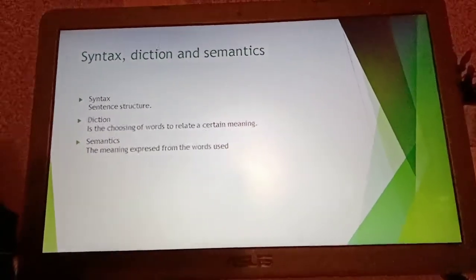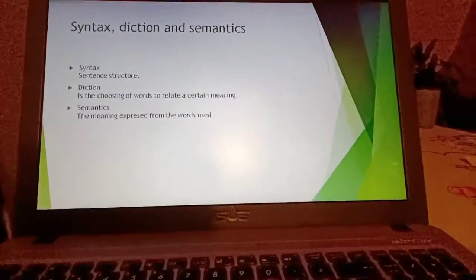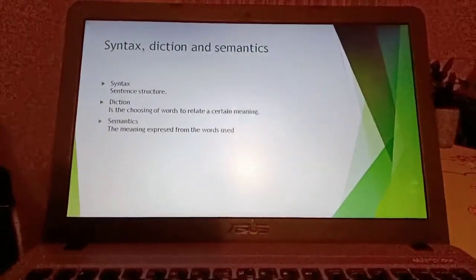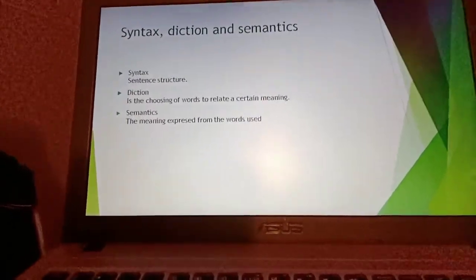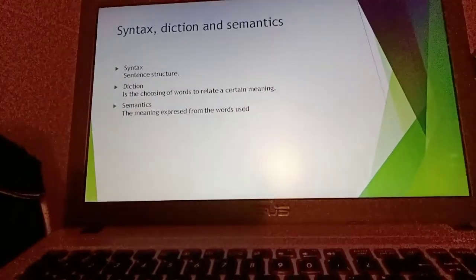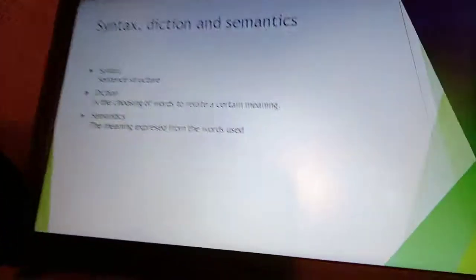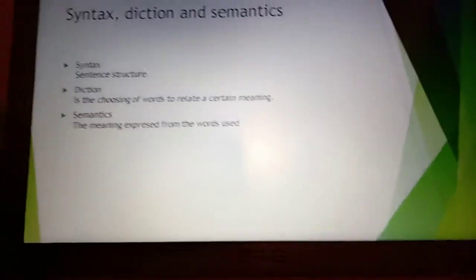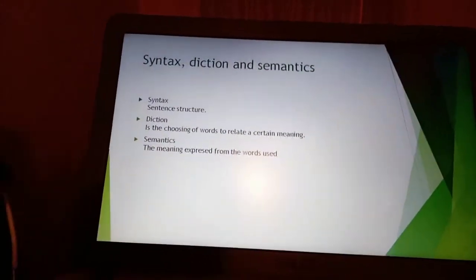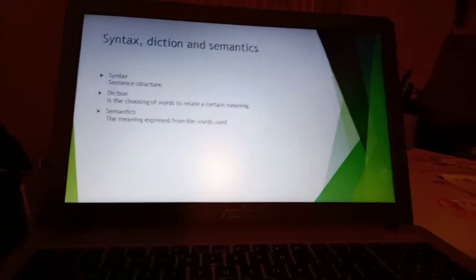Here I have written information about diction and semantics. Well, we said that syntax has to do with sentence structure. It deals with grammatical structures, the order of words, and other aspects. But there are other aspects, as I said, that we have to consider. Like this, for example, diction. What is diction? It's the choosing of words to relate a certain meaning.